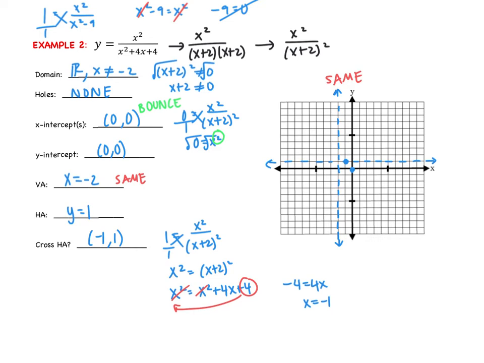Okay. Christian? For when you cross a horizontal asymptote, how did you find the y? Is it just always plug in? It's always going to be the actual horizontal asymptote. Okay.